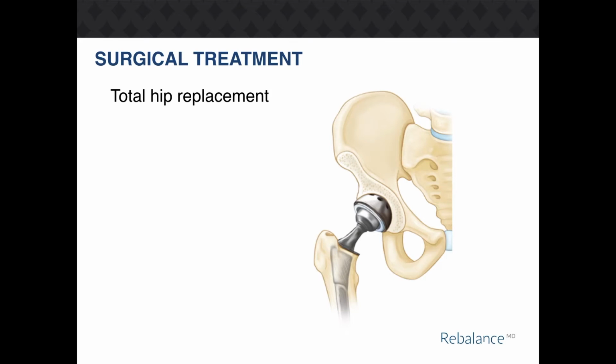The surgical option is a total hip replacement. Hip replacement surgery involves an orthopedic surgeon replacing your diseased hip joint with an artificial prosthesis. This involves cutting out the head of the femur and replacing it with a ball and stem.